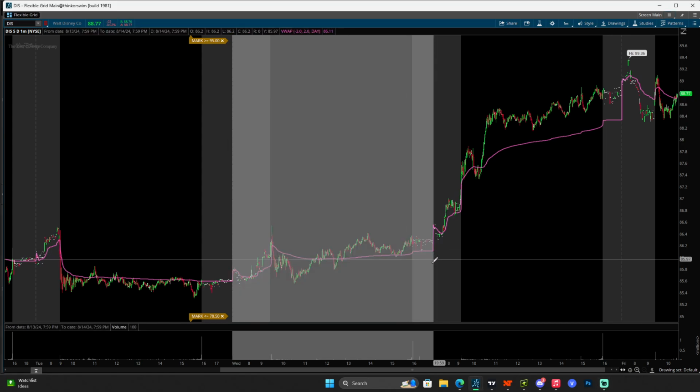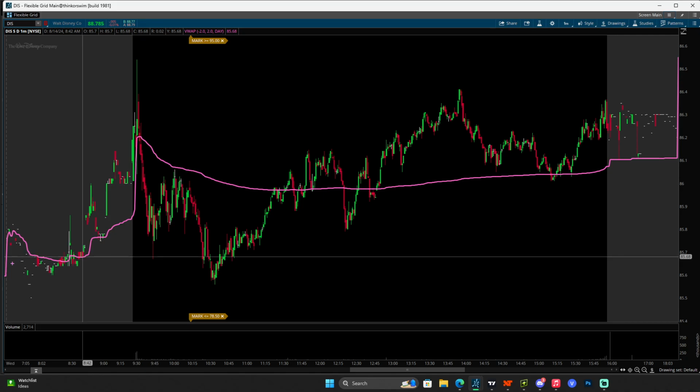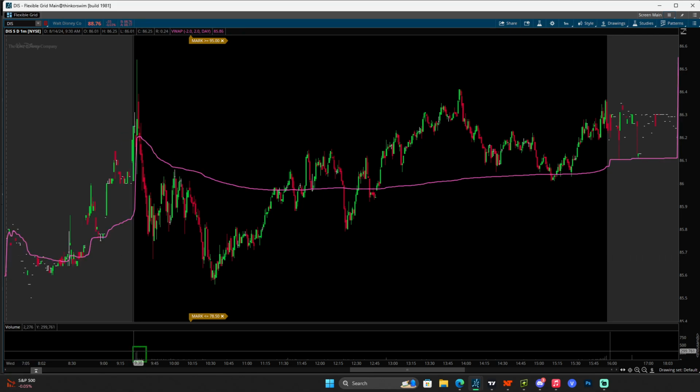So for example, if we zoom in to this day, what you'll see here is the VWAP goes all over the place. And then as soon as we open, a massive spike up to here. So why does a VWAP move so quickly? This is because it's volume based. Pre-market, as you can see down here, there is volume, but it's very minuscule compared to that opening candle.